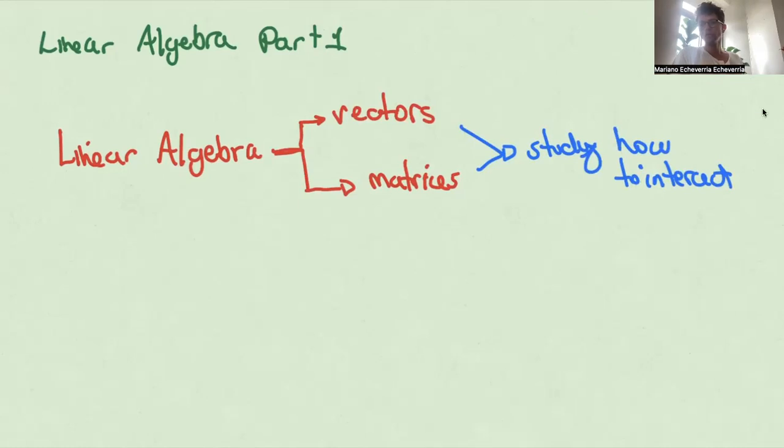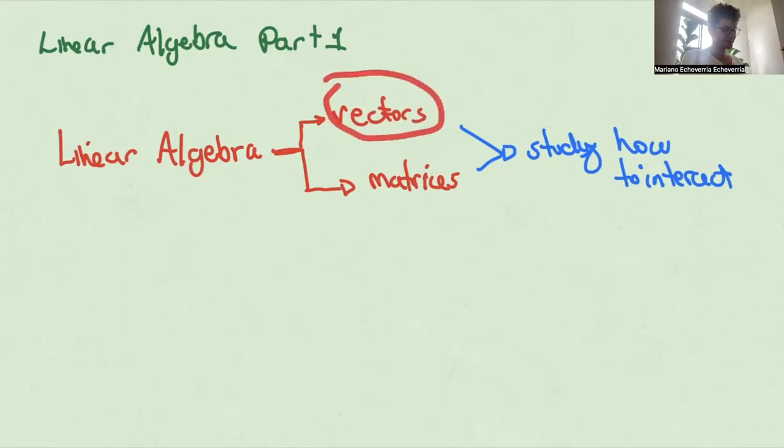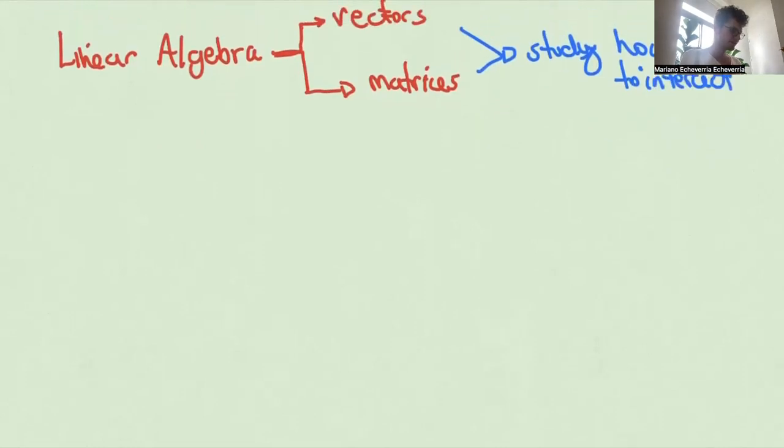I'll probably start with the first one. Vectors may be more familiar if you have taken a physics class before, but even if you haven't, that's fine. I'll start right now by giving you a brief introduction of what vectors are, and over time we'll learn more properties about them. So let's begin with vectors. By the way, if you have any questions, you can always unmute yourself to ask, or I'll also be checking the chat regularly.